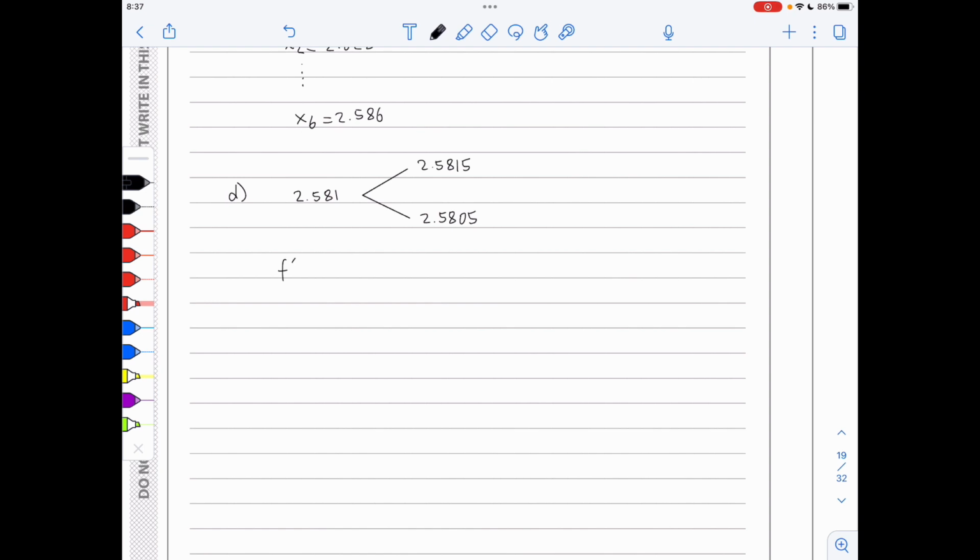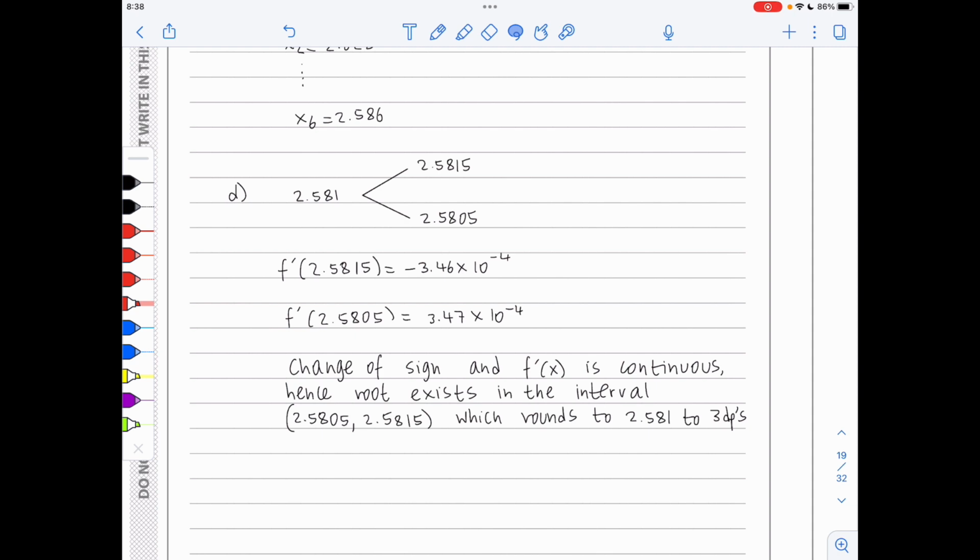Remember, we always substitute in whatever we need to be 0. In this case, we want the first derivative to be 0. So f dash of 2.5815 is equal to minus 3.46 times 10 to the minus 4. And f dash of 2.5805 is 3.47 times 10 to the minus 4. So there it is, we've got the change of sign. And therefore we can say change of sign in f dash of x, continuous, hence root exists in this interval, which rounds to 2.581 to 3 dps.